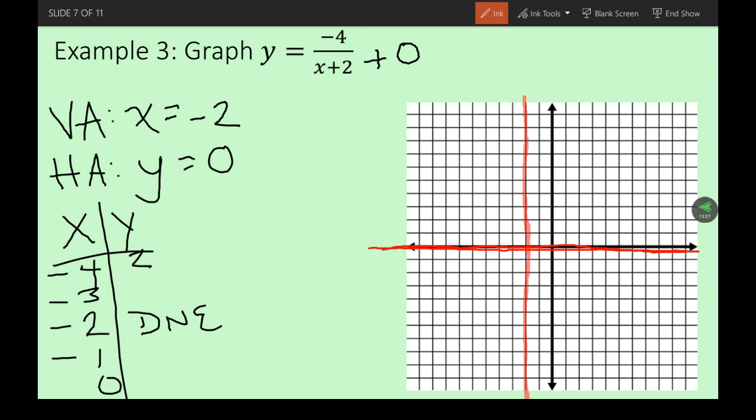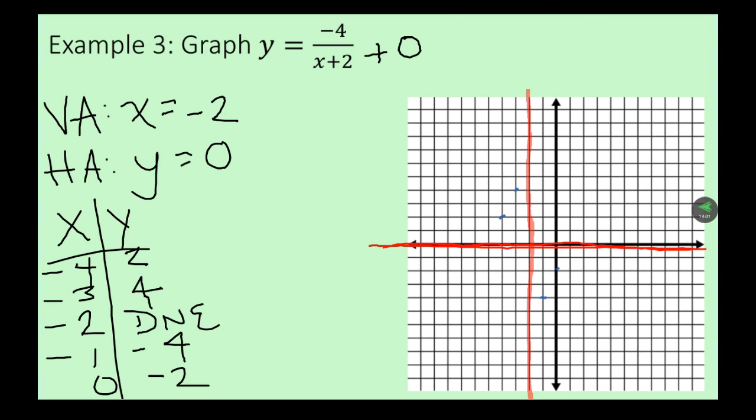Plug in negative 3, I end up with 4 plus 0 is 4. If I plug in negative 1, I get negative 4. If I plug in 0, I get negative 2. Okay, so if I plot, I go negative 4, positive 2. Then I had negative 3, positive 4. Now I've got negative 1, negative 4, 0, negative 2.